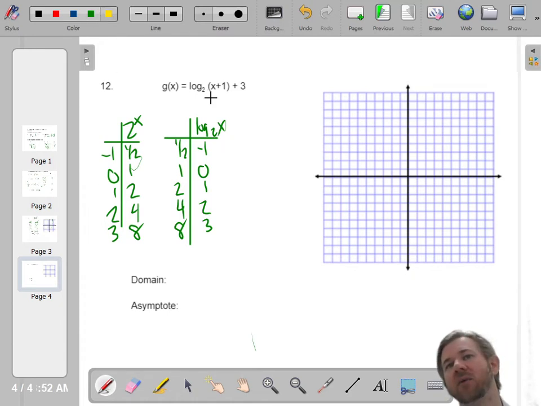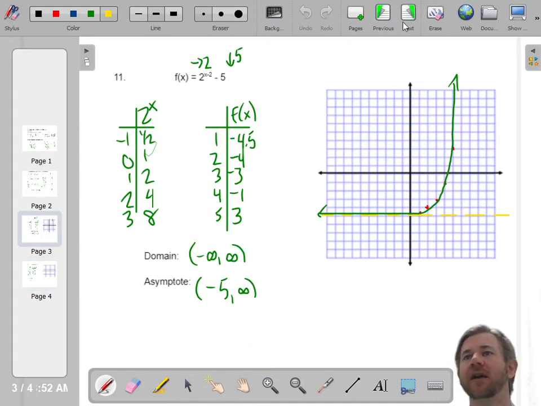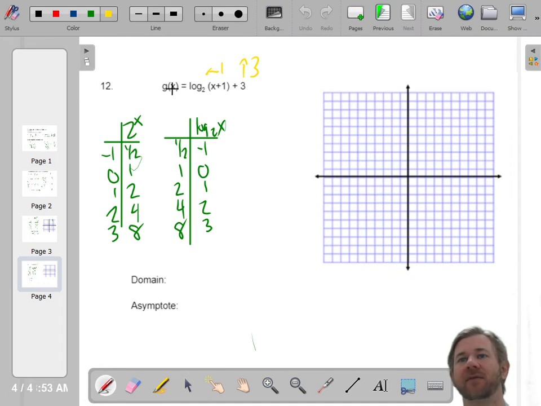And to do that, I'm going to go left 1 and up 3. Left 1, up 3. Just like the exponentials move, these move the same way. Left 1, up 3. So to go left 1, I will subtract 1 from the x's. 1/2 minus 1 is negative 1/2. 1 minus 1 is 0. 2 minus 1 is 1. 4 minus 1 is 3. 8 minus 1 is 7.